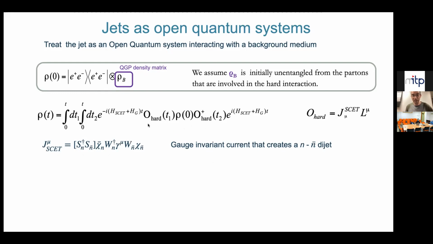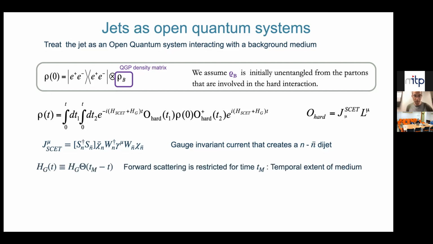And that jet is now evolved with my effective Hamiltonian, which consists of my collinear and soft, which is present in the SCET, plus the Glauber Hamiltonian, which I showed you in the previous slide. So that's going to be the way in which my density matrix is going to evolve starting from its initial state. So how do we go about actually simplifying this?